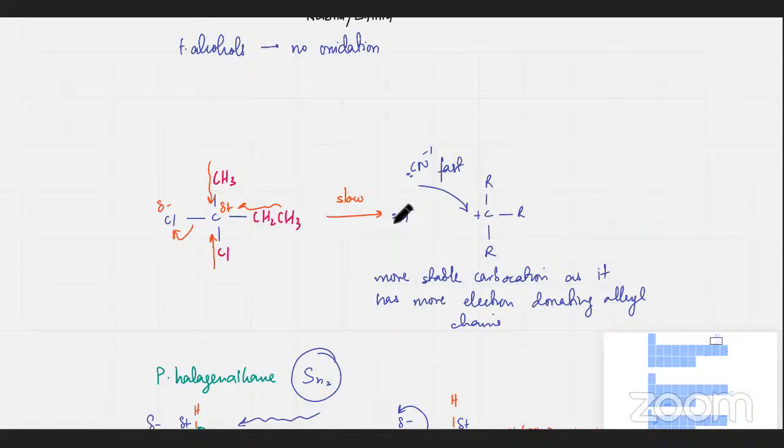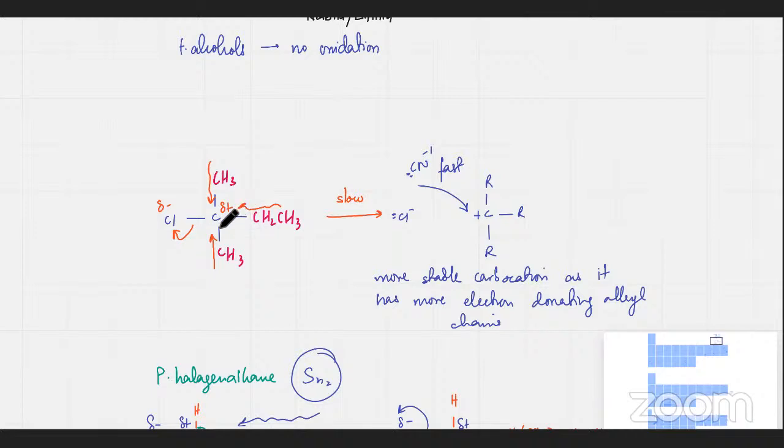So if you have alkyl chains on all sides, the positive charge on this carbon atom is not very large, because if there is a positive charge, there are lots of electrons around it. There are large groups around it. So the electrons are going to be attracted to the positive charge, and the positive charge would in a way get neutralized. So the positive charge is not very strong.